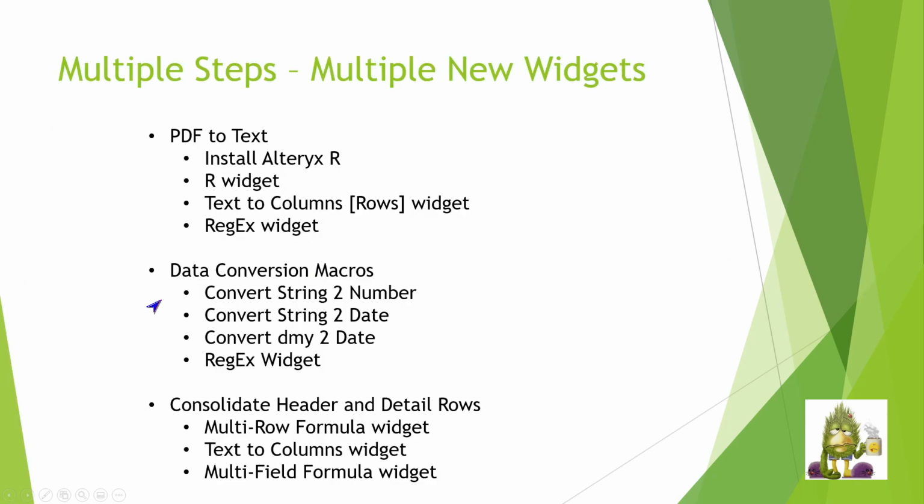In the first two parts, we dealt with the installation of Alteryx R so that we can use the R widget to extract the text from the PDF. In part two, we looked at a couple of macros that I created to help me with converting data, and I can reuse these macros anywhere I need them in any other workflows that I develop.